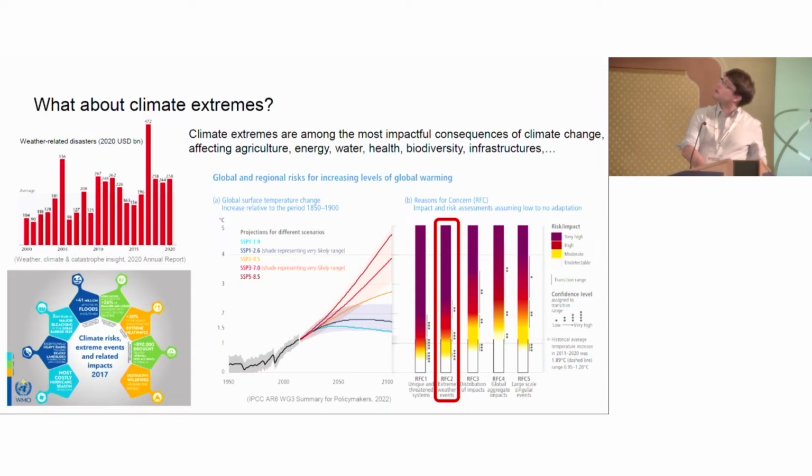And we are trying to account for these climatic extremes in the projections. For instance, what the IPCC has shown in this burning ember plot is that there will be an increasing reason for concern even for low warming scenarios, like at 1.5 Celsius or 2 Celsius, where it will already be a high risk. So we want to take that into account.